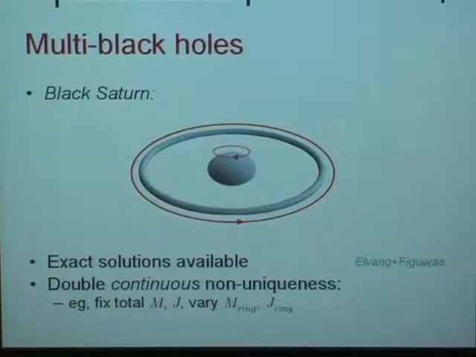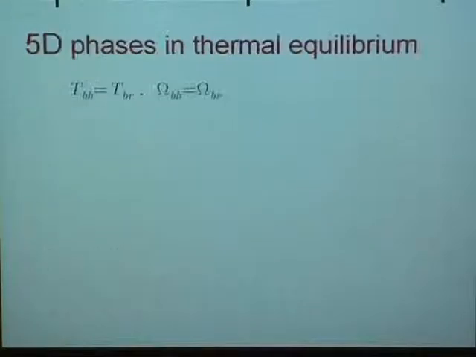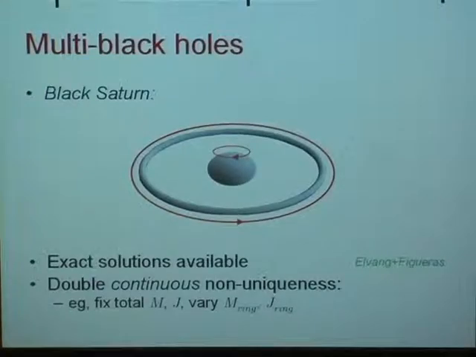But one of the properties that these solutions are very easily seen to possess is that they exhibit a double continuous non-uniqueness. Previously we had a discrete non-uniqueness. Here we can fix the total mass and angular momentum, and we still have two continuous parameters that we can vary while keeping these two fixed. So this is, again, an example of a lack of uniqueness.